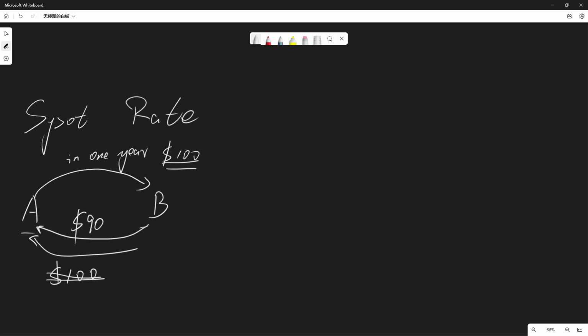Okay, so essentially, B invests a certain amount, and that amount is $90, right? And in 1 year, B will receive $100. Okay, so if you calculate the investment return, you can get a certain amount.